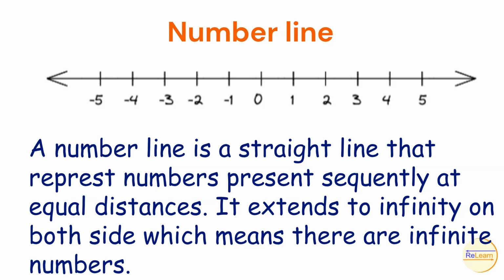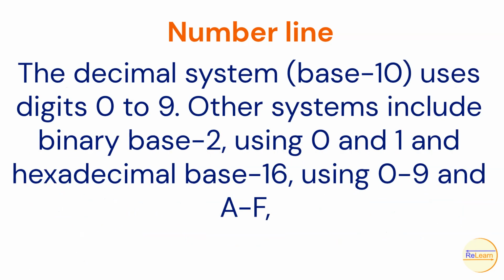Number systems use symbols to represent numbers. The decimal system, base 10, uses digits 0 to 9. Other systems include binary, base 2, using 0 and 1, and hexadecimal, base 16, using 0 to 9 and A to F, though they're not covered here.